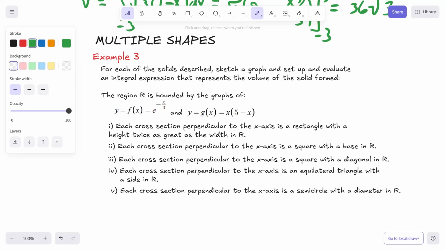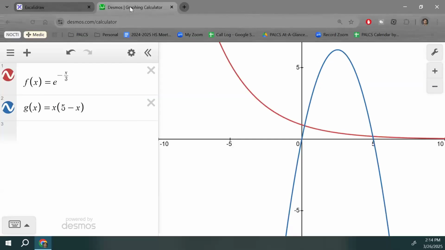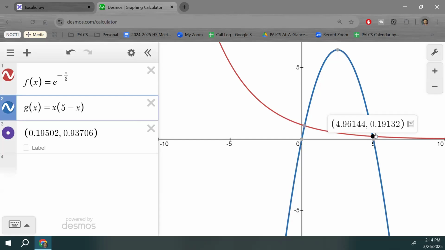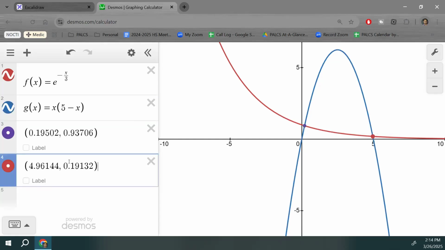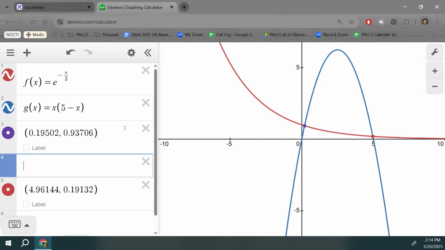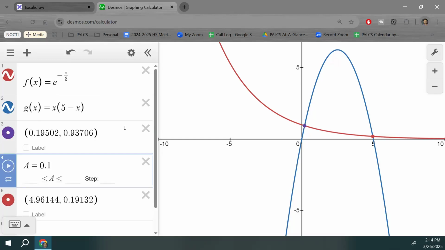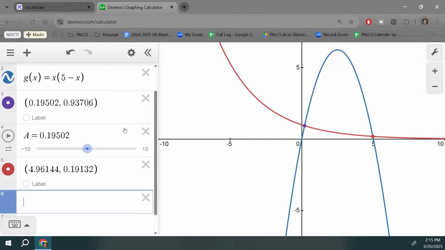So the first thing we want to do is graph the equations in Desmos. So we have our equations graphed here in Desmos. First thing we want to do is get the intersection points. So I'm going to put that one there, click on the dot, put it over there. And then instead of each of these, I'm going to use the x value, a equals 0.19502.